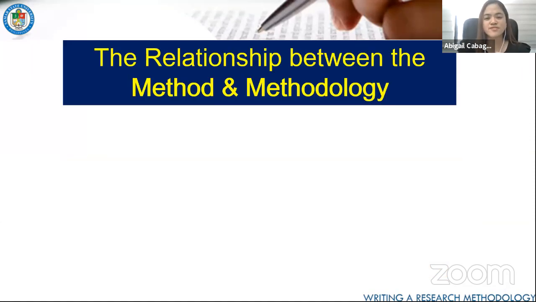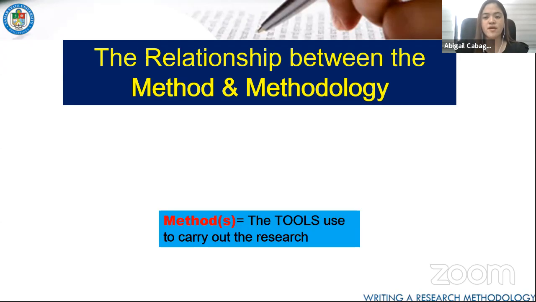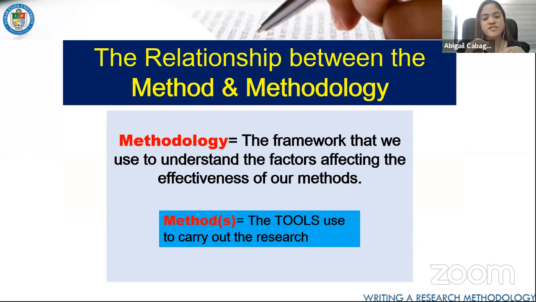So therefore, what's the relationship between methods and methodology? We say that methods are the tools used to carry out the research, while the methodology is the overall framework that we use to understand the factors affecting the effectiveness of our methods. So in a nutshell, we can say that methodology is how you will answer your research question, and the method is what you do to collect your data. Okay? So let me proceed to the methodology section.